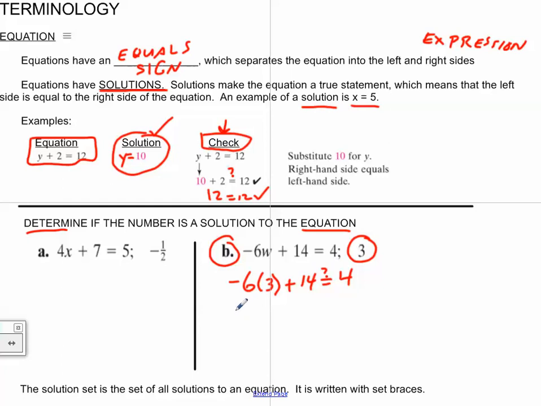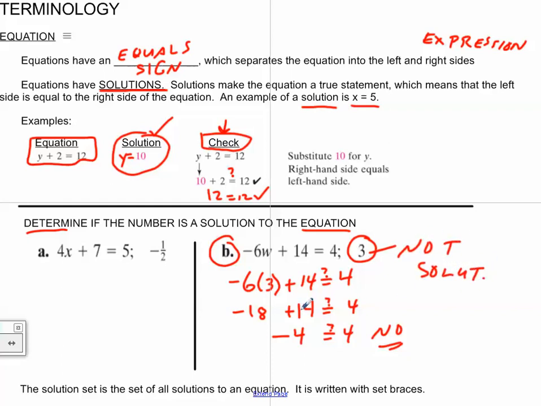Negative 6 times 3 is negative 18, plus 14. Does that equal 4? We're still not sure. We're evaluating this expression over here. Negative 18 plus 14 is negative 4. Does negative 4 equal 4? No, it doesn't. So 3 is not a solution because it didn't come out to the same value for each side. In other words, negative 4 is not equal to positive 4, so 3 is not a solution. So this is working with an equation and double checking our work to make sure that if we get a solution, it is actually a solution.